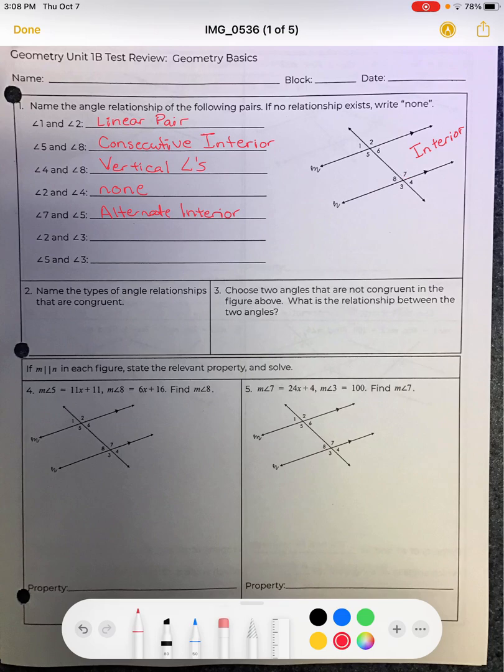Okay, next we have 2 and 3. These are on opposite sides as well, so these are called alternate exterior angles. They're on the outside of the lines.